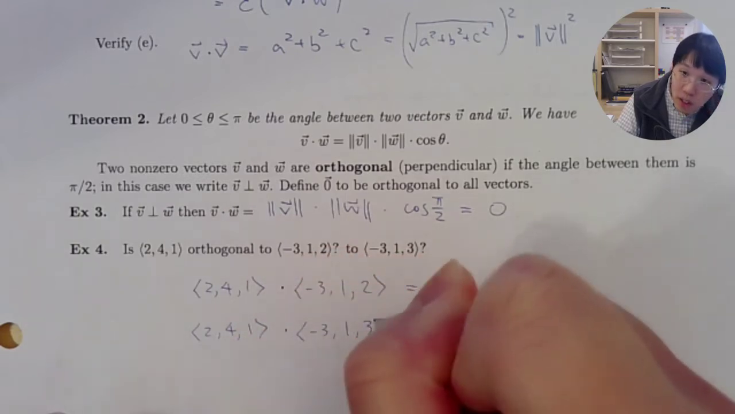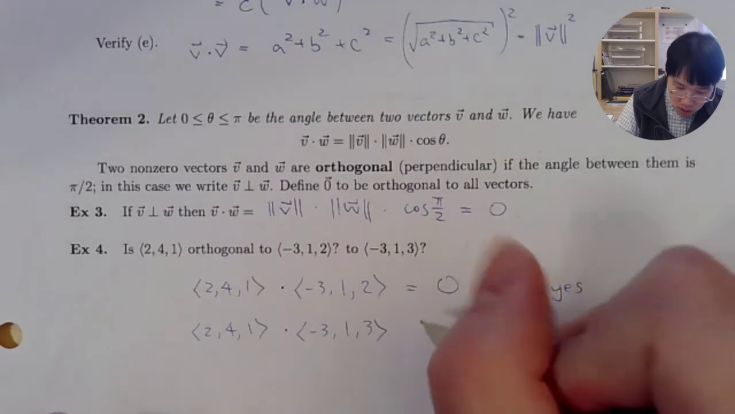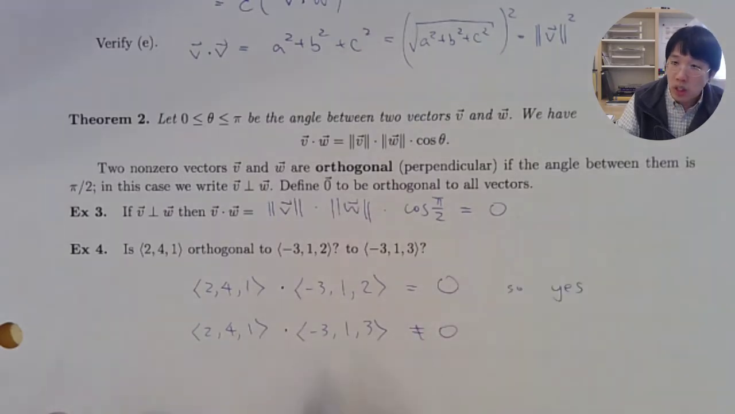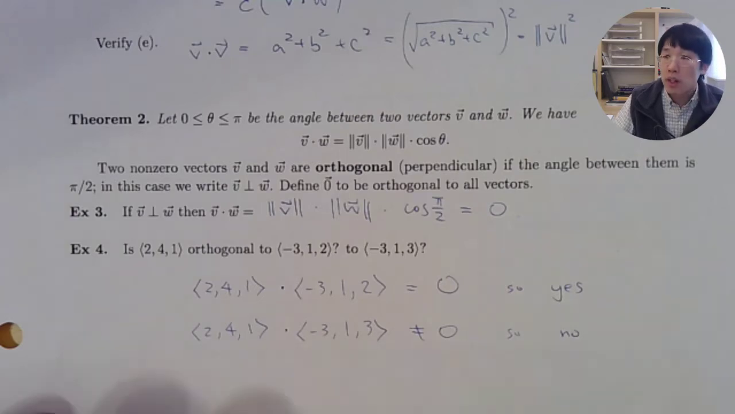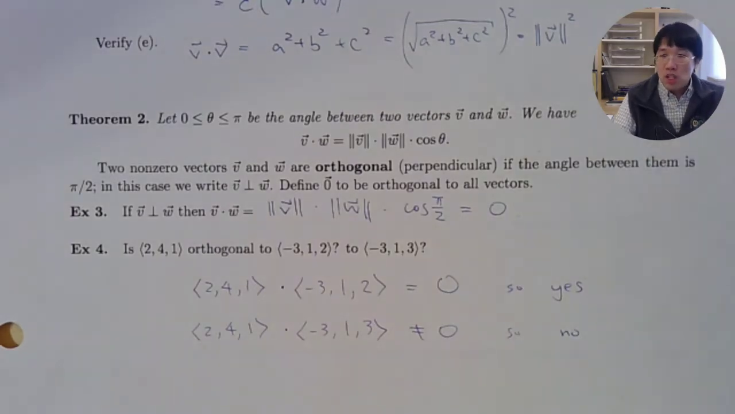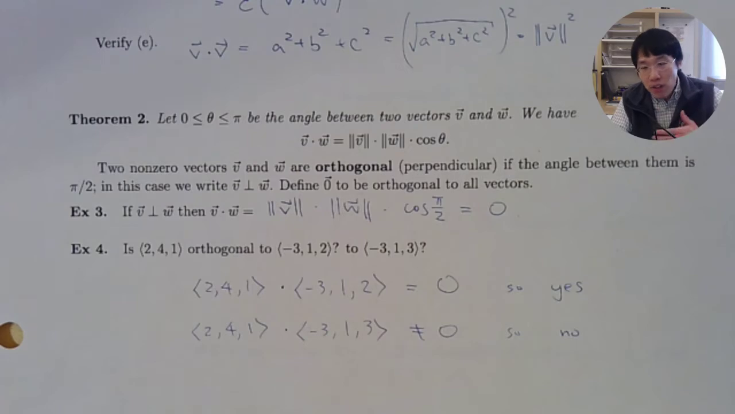If I change the last component to 3, then of course it's not going to be 0, because I'm changing it. And so no, these two vectors are not perpendicular. What I want you to conceptually understand is the dot product. At the very least, right now, we know that it's useful for testing whether vectors are orthogonal or not. And why do we care?